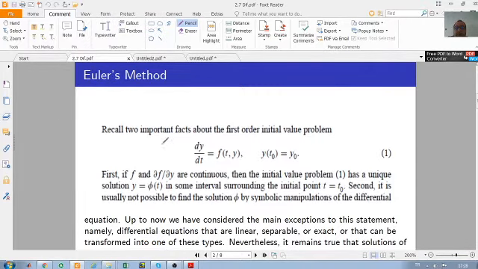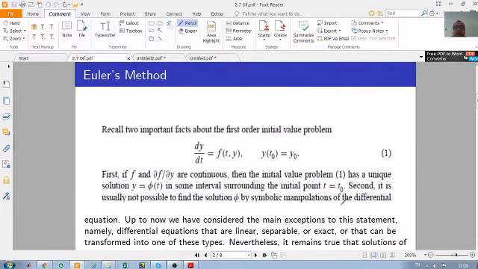Recall two important facts about the first order initial value problem, dy over dt equals f of t, y, which is the most general form of such equations. If the function f and its partial derivative with respect to y are continuous, then the initial value problem has a unique solution in some interval surrounding the initial point t0. If you remember, without directly solving the differential equation, we can understand whether it has a solution or not by checking that these functions are continuous or not.